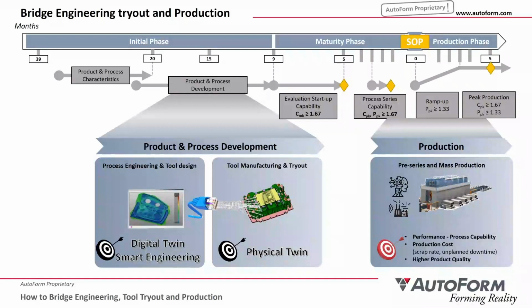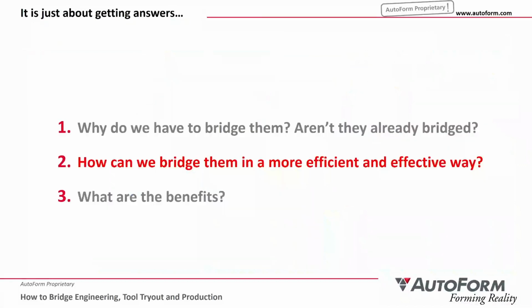Now, if we can achieve these two goals in engineering and then in tool tryout, we have to transfer downstream also this data, not just the die set, but the data that can help people get those targets fulfilled in production. This is something that today doesn't happen, or doesn't happen all the time. So basically, how can we improve and what kind of data are we supposed to transfer from one department to another? So we move to the second question. How can we bridge them in a more efficient and effective way? But what kind of benefits am I going to get if I embrace this approach?